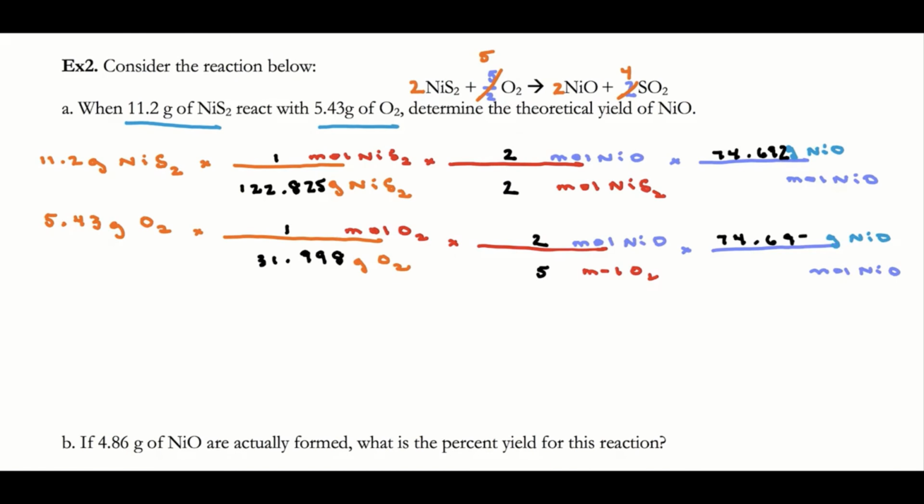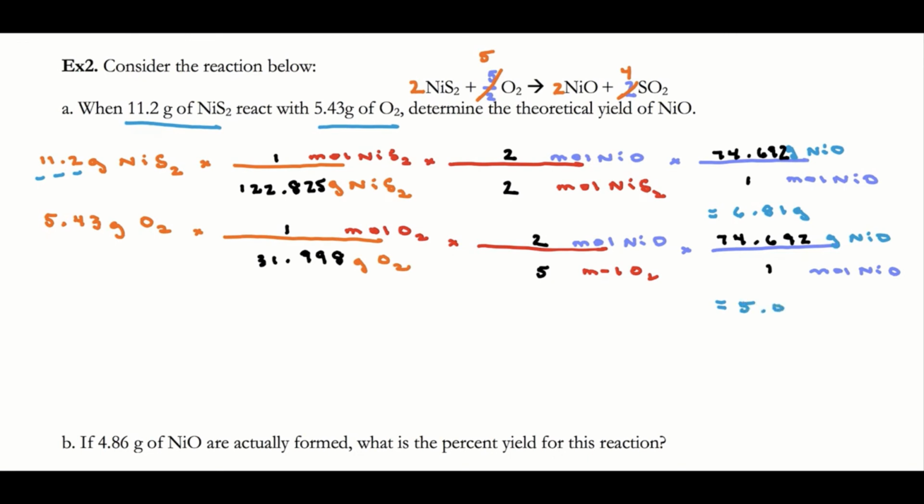Okay, so now I just have to actually plug this into my calculator. So 11.2 divided by 122.825 times 2 divided by 2 times 74.692. And I forgot to put a 1 right here. Sorry about that. And so the mass that I get, I want to have 3 sig figs for my final answer. So I get 6.81 grams of nickel oxide can be formed from the nickel sulfide that I'm given. For the oxygen, 5.43 divided by 31.998 times 2 divided by 5 times 74.692. I get 5.07 when I round to 3 sig figs.